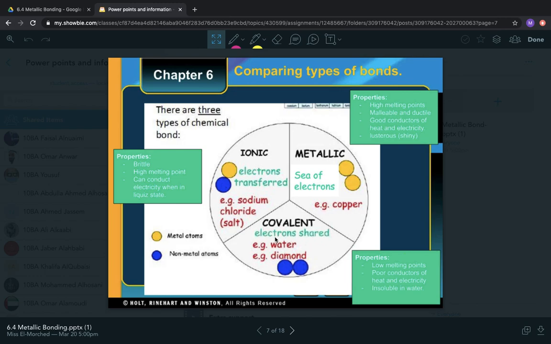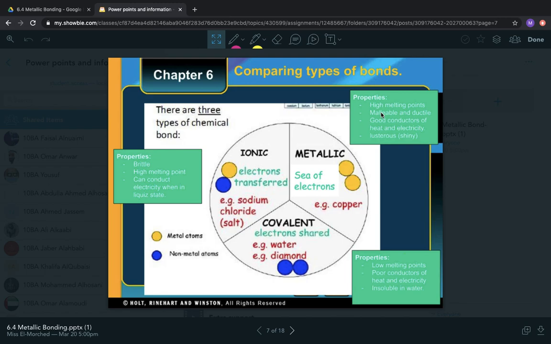A covalent bond usually happens between two nonmetals. So metallic bonds are pure metals, ionic bonds are a mix, and covalent bonds in general are between nonmetals. Tomorrow we're going to be going over some of the properties of these, but this is a basic rundown of the properties of metals.